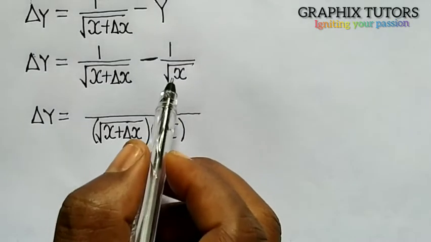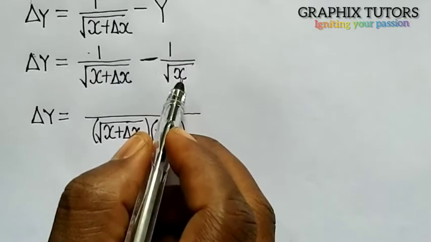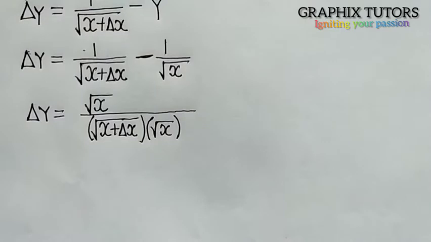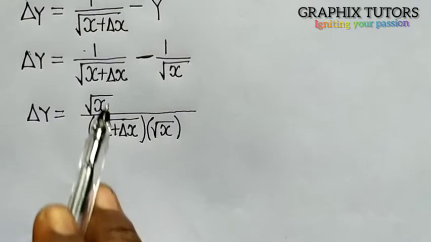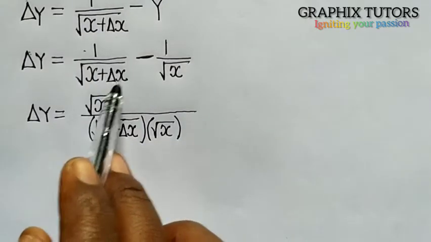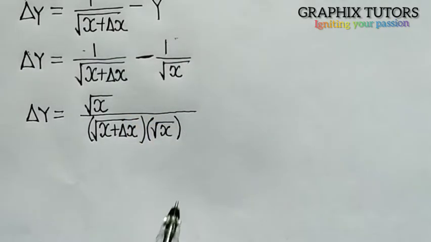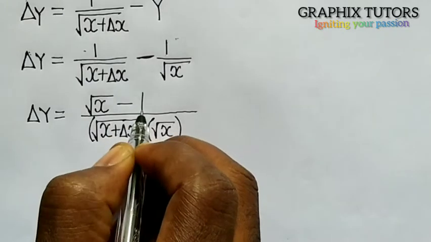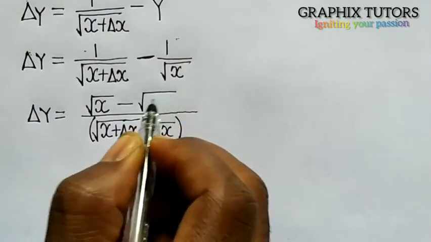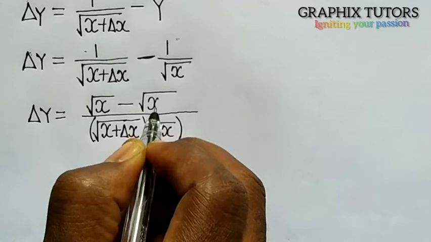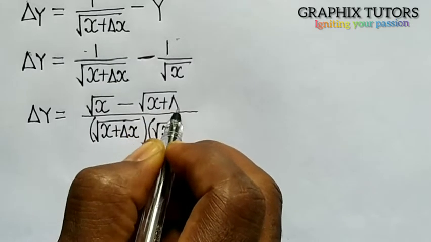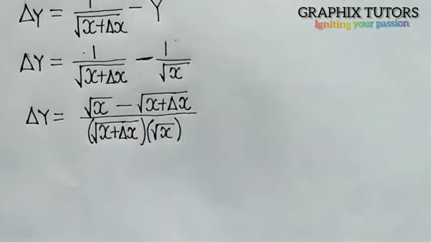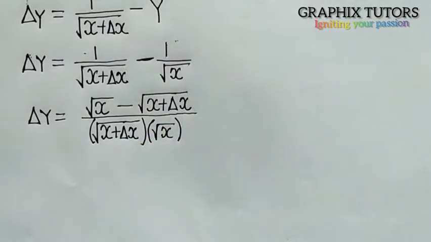So if you do this way, this multiplied by this, root x times what will give you what? Root x. So give you root x, right? Then root x plus delta x times the other one here will give you what? Root x plus delta x. So I have minus root x plus delta x. Is that okay?